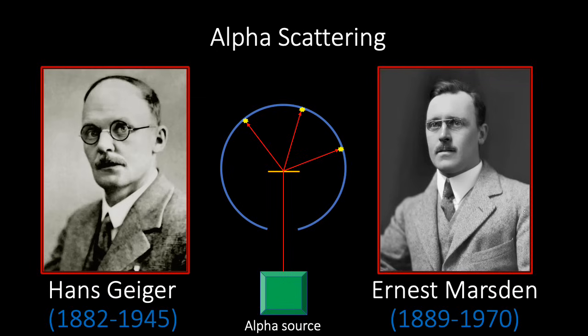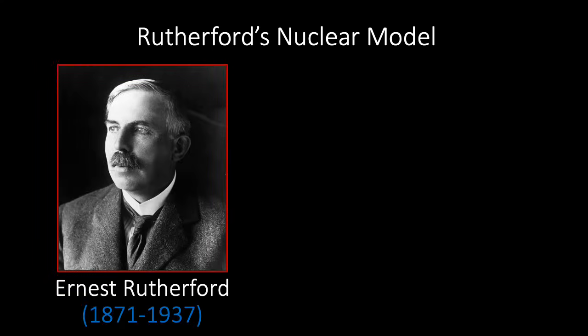However, when Geiger and Marsden performed the alpha scattering experiment, they found that roughly 1 in every 8,000 alpha particles were deflected back towards the source, in direct conflict with Thomson's prediction. In March 1911, Ernest Rutherford proposed a radical new model of the atom in order to account for the experimental results of Geiger and Marsden.